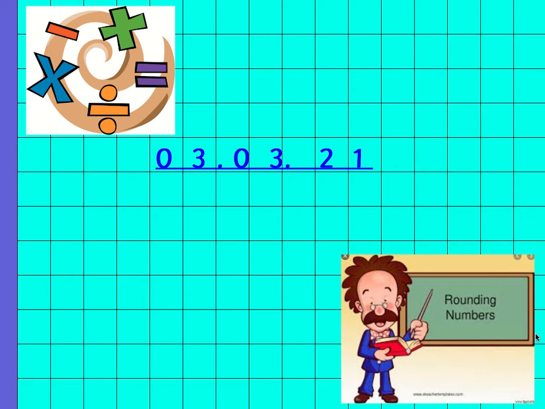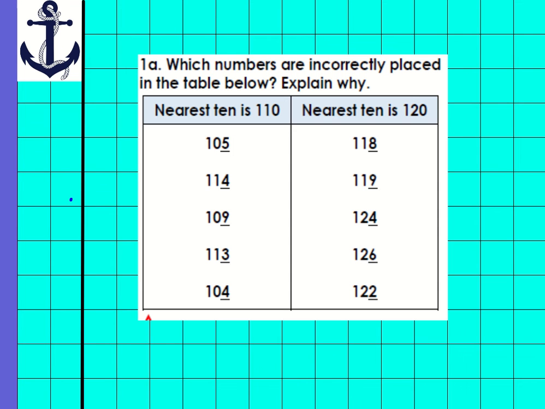So today is our last lesson relating to rounding of numbers, okay? And our little starter activity is, I'd like you to pause the video, have a little look at the table below, which numbers are incorrectly placed, and can you explain why? So if you look at the table below, you will see that the first column says nearest 10 is 110, and the second column says nearest 10 is 120. Can you find out for me which one of those is incorrectly placed, and can you tell me why?